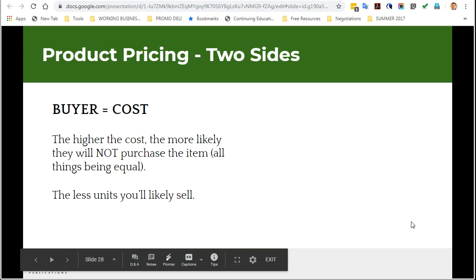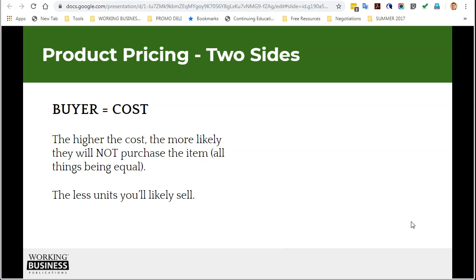So there are two sides on product pricing that's important to note. For the buyer, when they see the cost or the price of what they're paying to get their meal, if they're at a restaurant, or if they're buying a shirt, it would be the cost of the shirt. When they look at the cost, the higher the cost, the much more likely they will not be purchasing the item, all things being equal. If they see a better shirt that's cheaper, the same quality, they're likely to go buy it from a competitor.